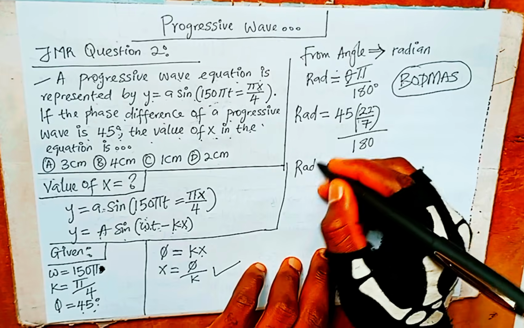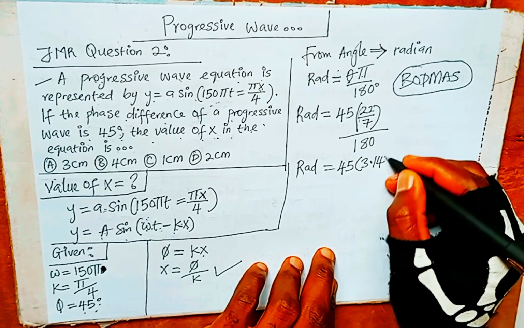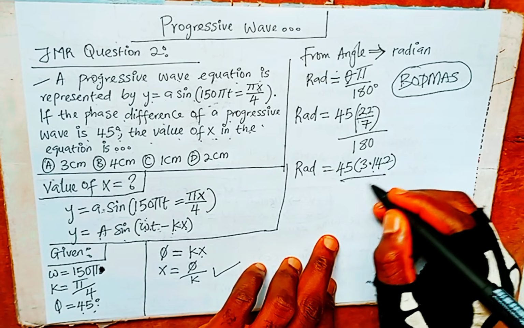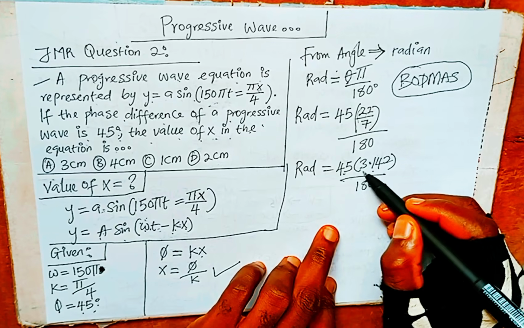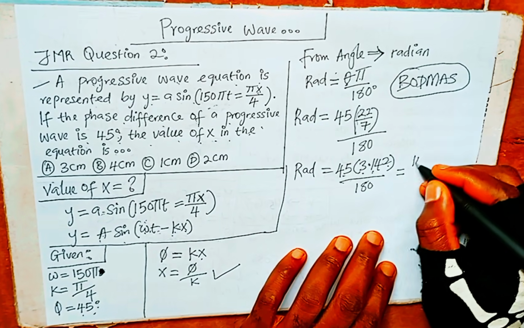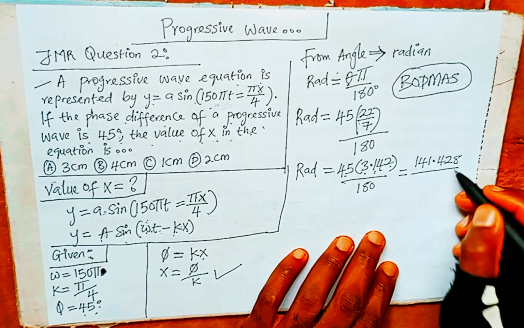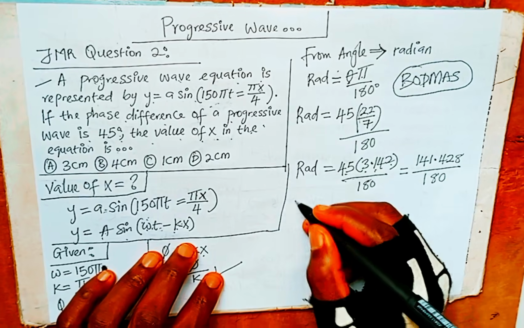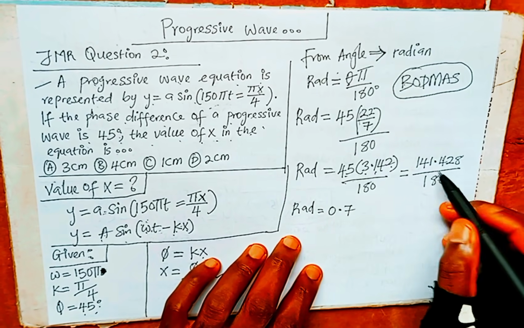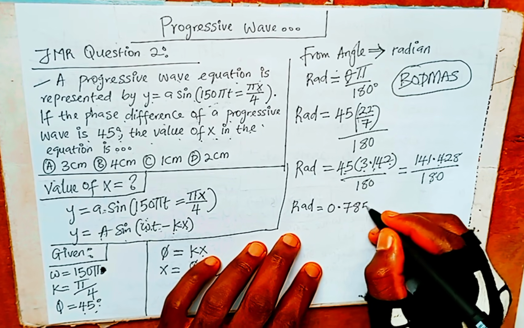So rad is equal to 45 bracket open 3.142 bracket close over 180. Remember, we never open the bracket, we just solve what is inside the bracket first. 45 times 3.142 gives us 141. Now we can calculate it on top: 0.428. At least the JAMB calculator permits you to do this one over 180. If you divide 141 and so on by 180, it gives us 0.785 rad.